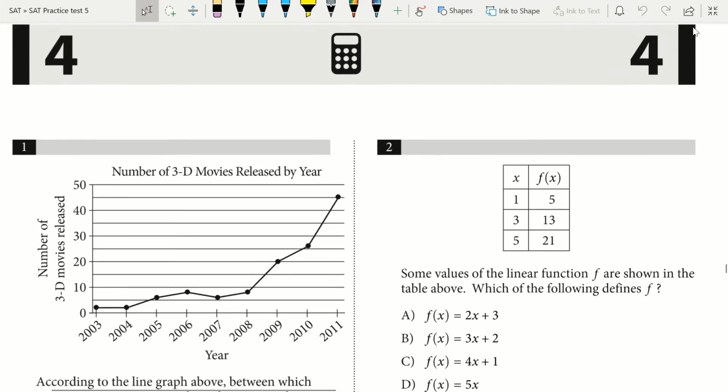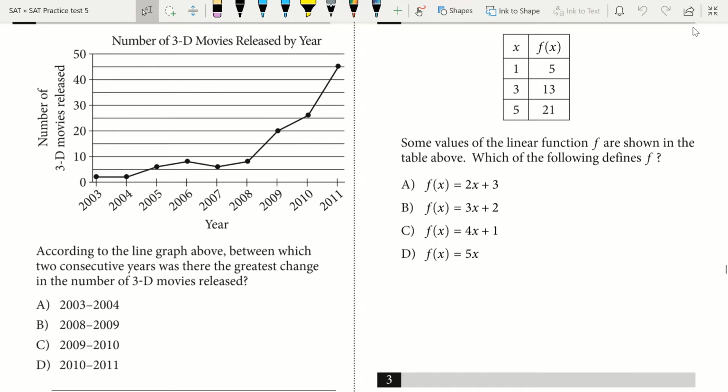Question 1. According to the line graph above, between which 2 consecutive years was there the greatest change in the number of 3D movies released? Well, if I look at my graph, my greatest change in the number of 3D movies released, which is on my y-axis, is going to be where I have the greatest slope. I have the greatest slope from 2010 to 2011, so therefore that will be my answer.